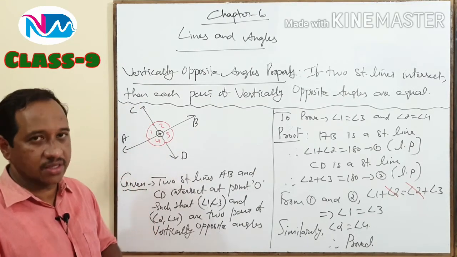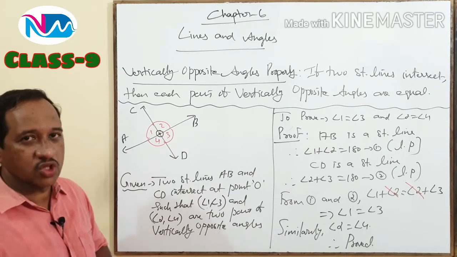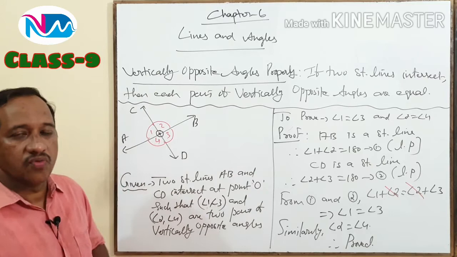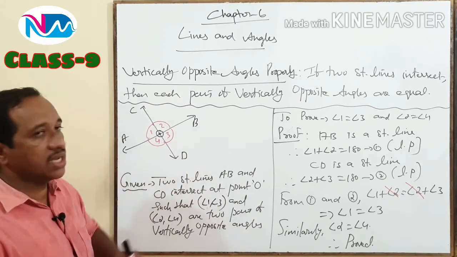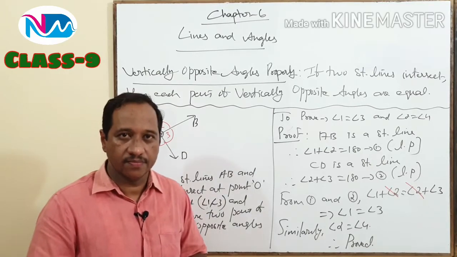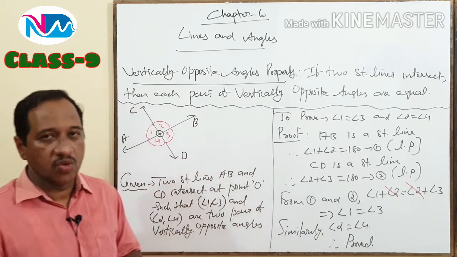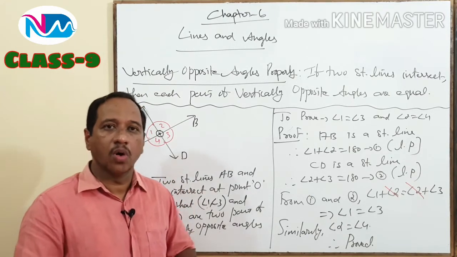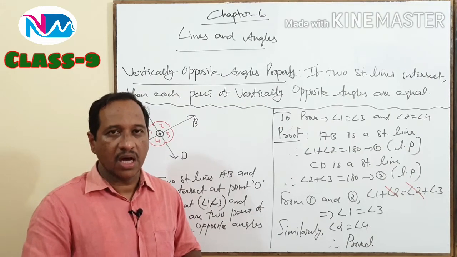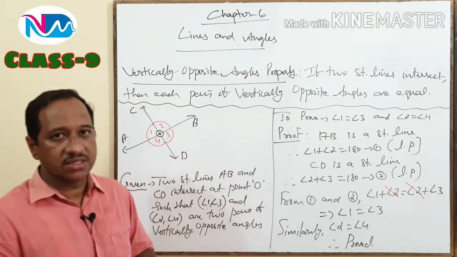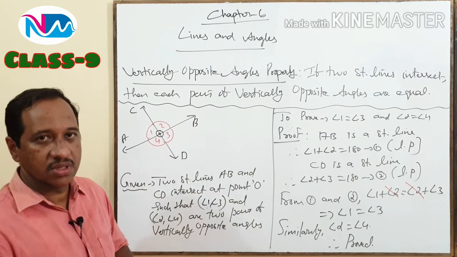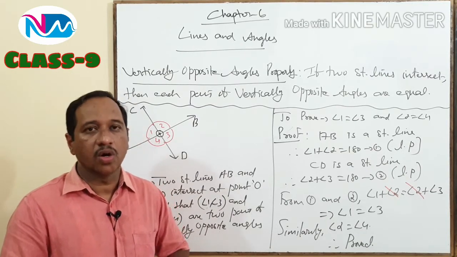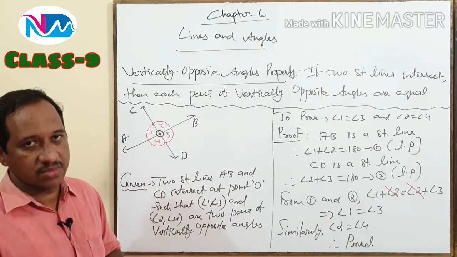This is a theorem. A theorem is a mathematical statement which requires proof. So we are going to prove the vertically opposite angles property. To prove a theorem, we can use previously proven theorems or axioms. As of now, we have learned only two axioms. First one is linear pair axiom, second one is converse of linear pair axiom.